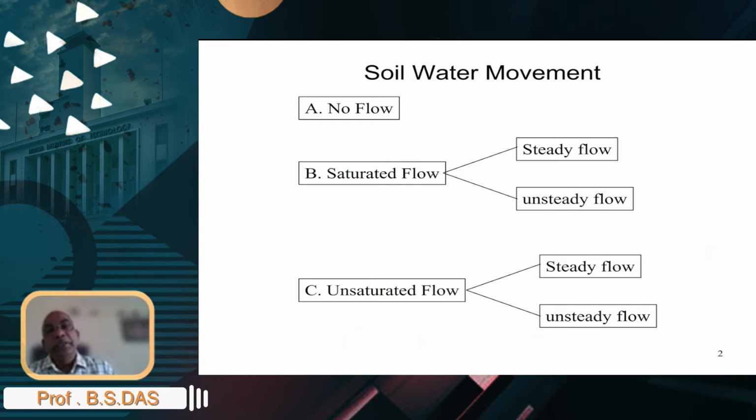So under the saturated flow, again, the rate of flow can be constant with time, which we call a steady flow, or the flow rate can change with time, which is an unsteady state. Sometimes we also call it a transient state. So it is time dependent. So basically the flow rate changes with time.